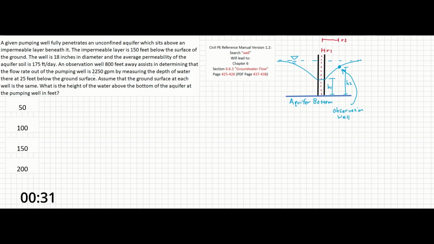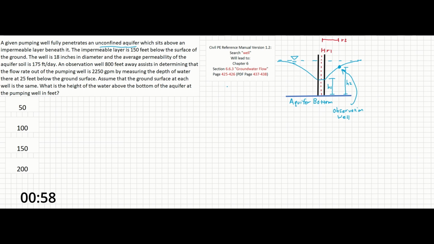2,250 gallons per minute by measuring the depth of water there at 25 feet below the ground surface. Assume that the ground surface at each well is the same. What is the height of the water above the bottom of the aquifer at the pumping well in feet? So this is a really long problem to read out, and it contains pretty much all of the information that we need. We just need to know how to put it together.